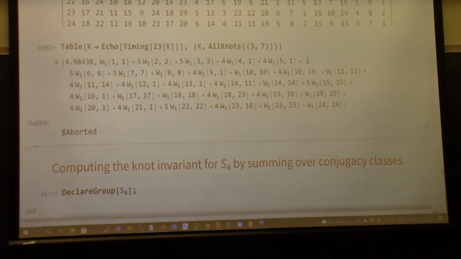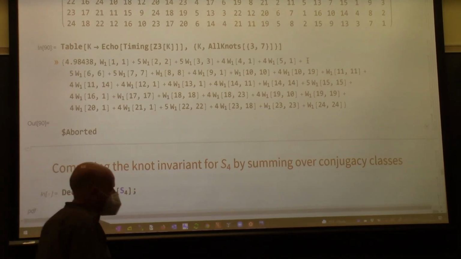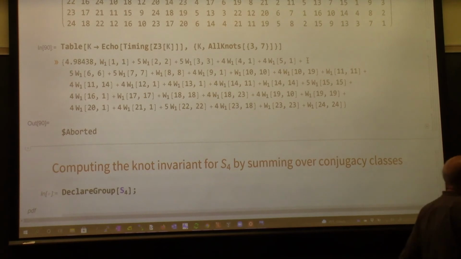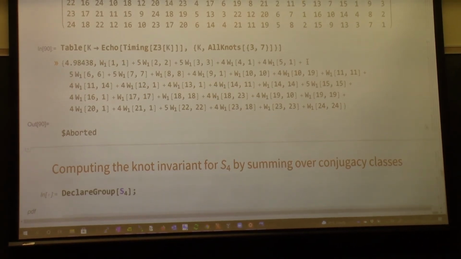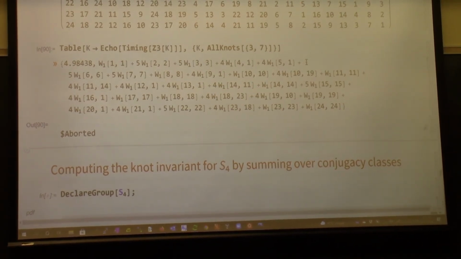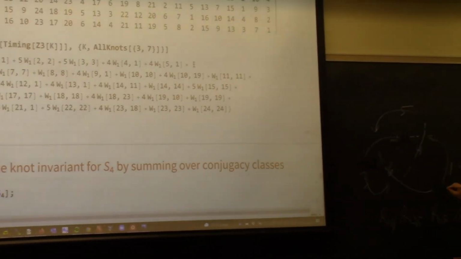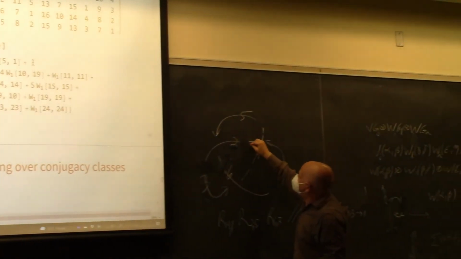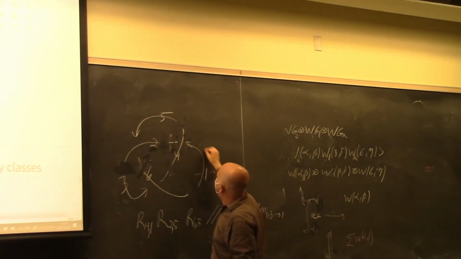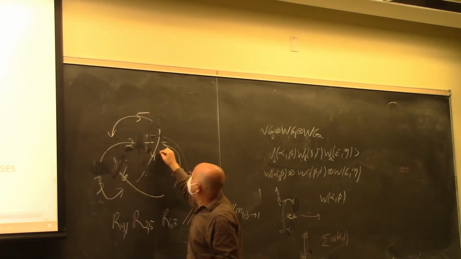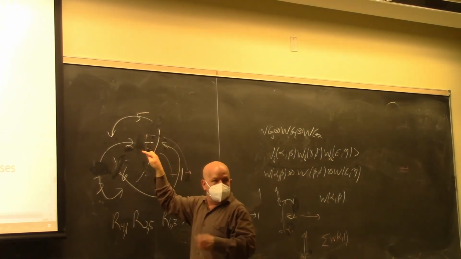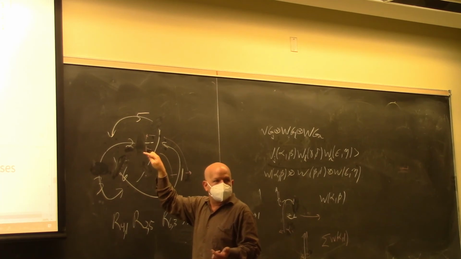Okay. The next clever thing to do is to say, well, you see, all the meridians in a knot are conjugate. Right? This meridian is a conjugate of that meridian, conjugate by the arc, essentially by the longitude, by the piece of the longitude that connects them.